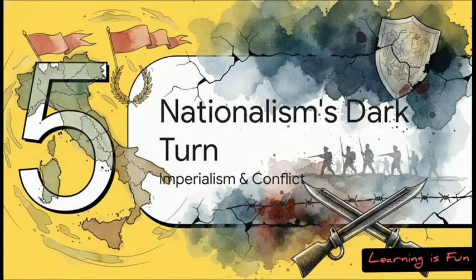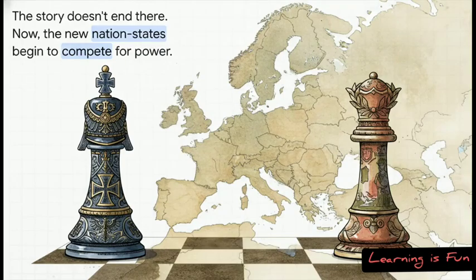So, new nations were born. Germany and Italy were on the map. It kind of sounds like a happy ending to the story, right? Well, not exactly. This powerful idea was about to take a really dark turn. I mean, think about it. Once you've created a powerful, unified nation-state, what do you do with it? You start competing with all the other nation-states.